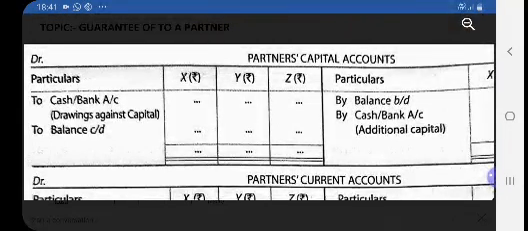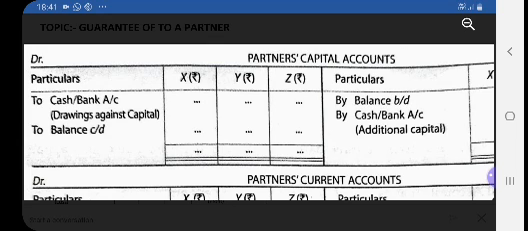See, partners' capital account has only opening capital and closing capital. Opening capital can be the same as closing capital if there is no additional capital introduced by any partner, or if there is no permanent withdrawal or drawings against capital made during the year. As I already discussed, there are only two situations when fixed capital will also fluctuate.